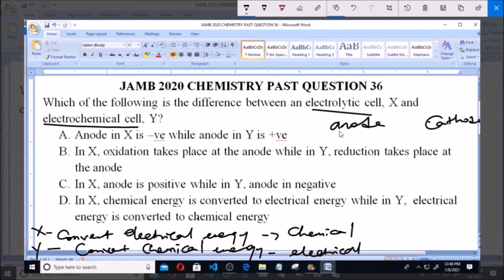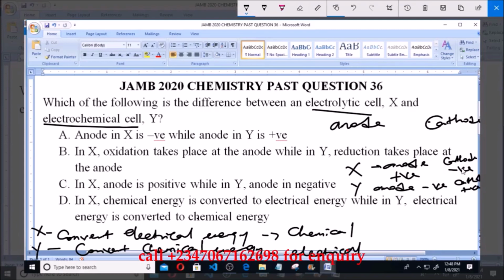Now, for the electrolytic cell, the anode is positive. So for X, the anode is positively charged. Then for Y now, which is the electrochemical cell, the anode is negative. Anode is negative for Y. Also for the cathode, in X the cathode is negative, but in Y the cathode is positive. But oxidation takes place in both anodes. That is, oxidation takes place at the anode of X, which is positively charged, and also at the anode of Y, which is negatively charged.